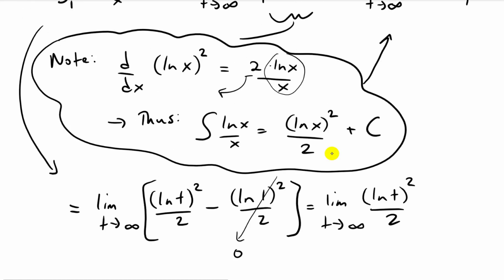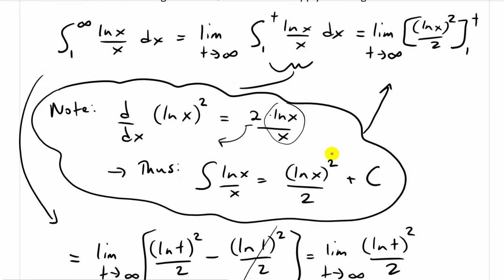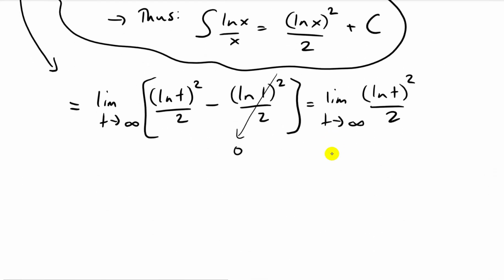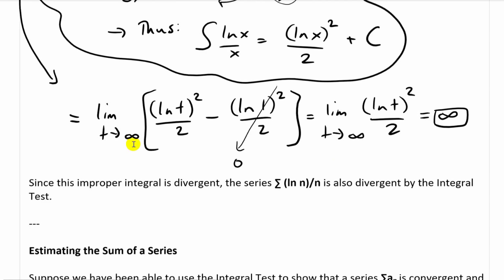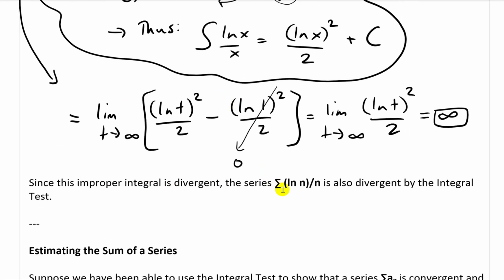And ln t, well, that just goes to infinity. This just keeps going up, larger and larger. That's just our y function. So this just goes to infinity. So since this improper integral is divergent, the series itself is divergent again by the integral test.